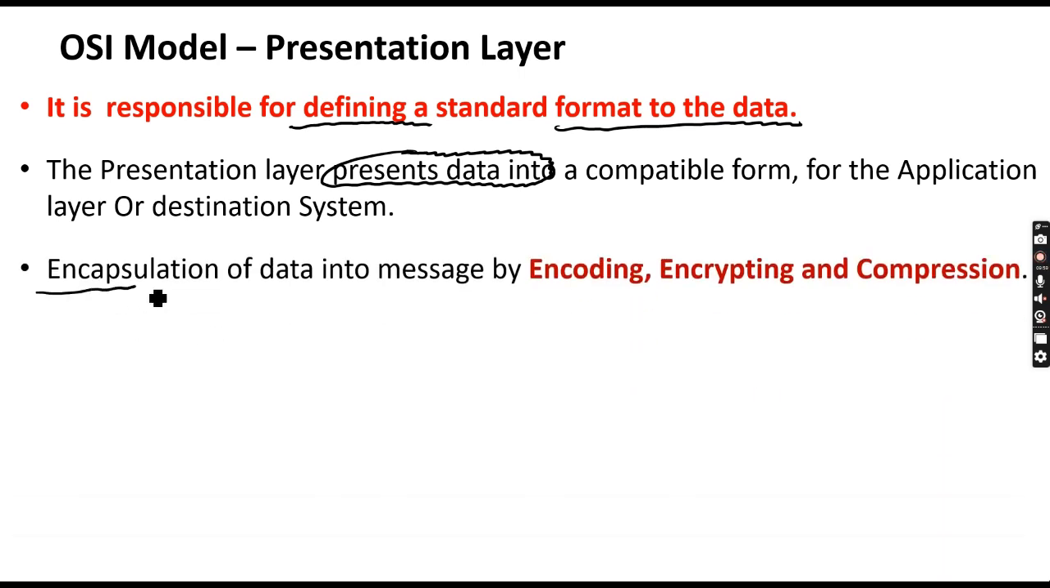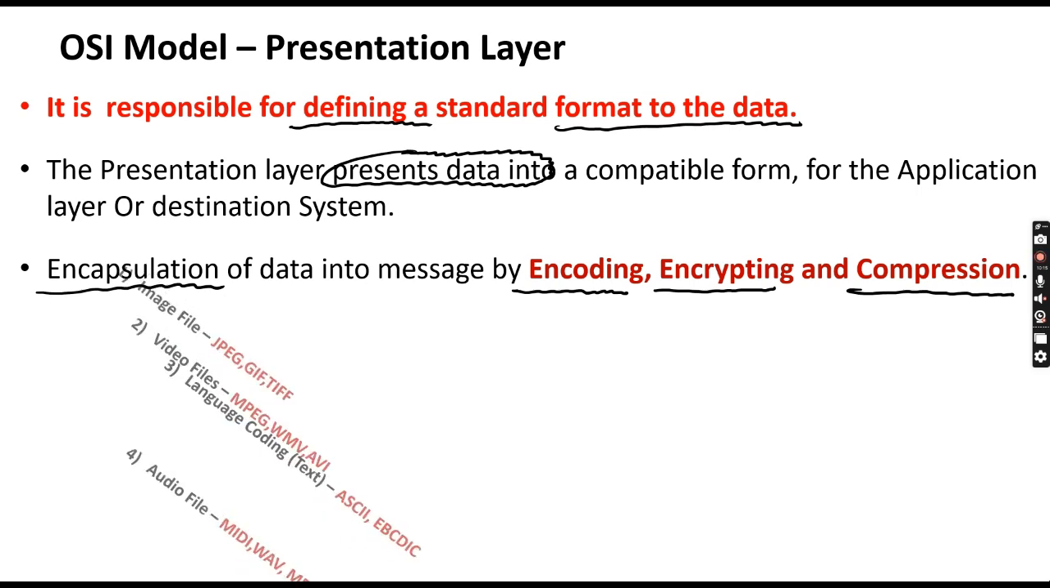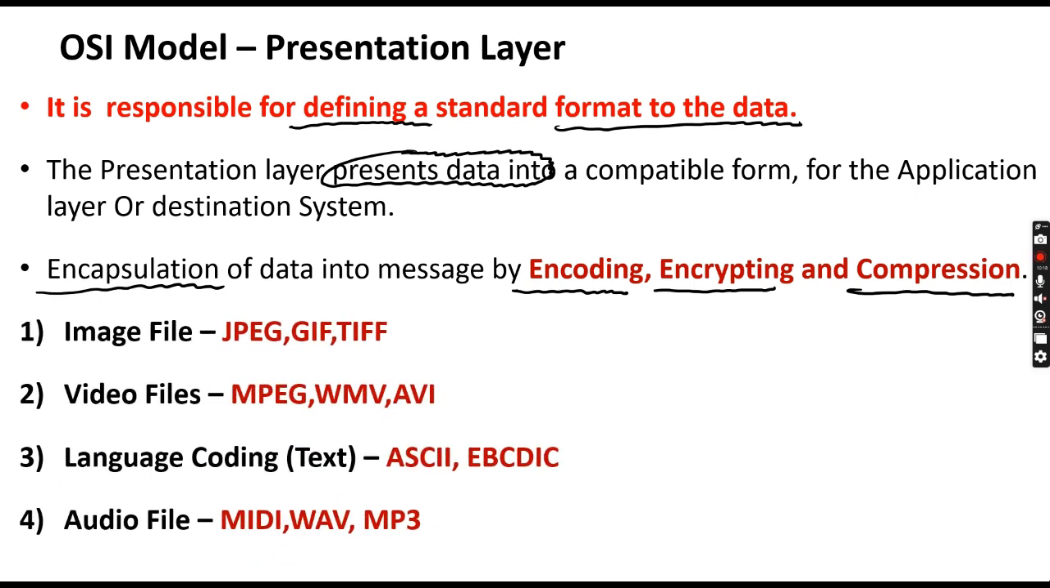By doing the encapsulation and decapsulation. For example, encoding and decoding is all about defining the format, encryption provides the security, and compression provides the compression. So a couple of examples to understand that: the file extension, like for image you can have JPEG, for videos, for language, for audio you can see here, right?